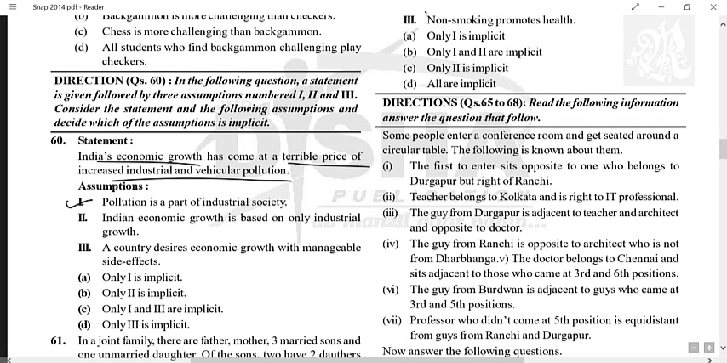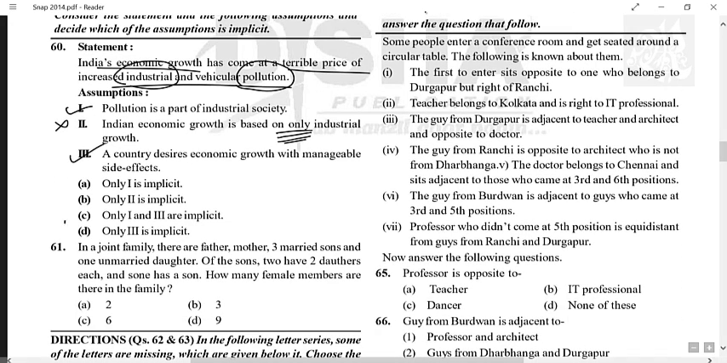Yes, because it directly says industrial pollution as a term. Indian economy is only based on industrial growth. The word only negates it, eliminates it. Country desires economic growth, manageable side effects. Definitely, that's why they are allowing the pollution anyway, because they're saying it comes at a terrible price, which means definitely a country desires economic growth. So the answer is 1 and 3 are implicit.